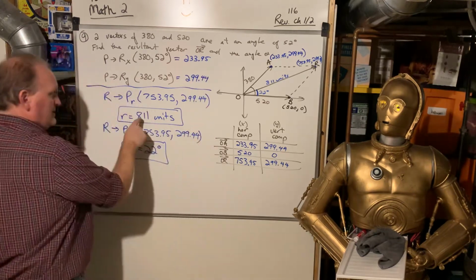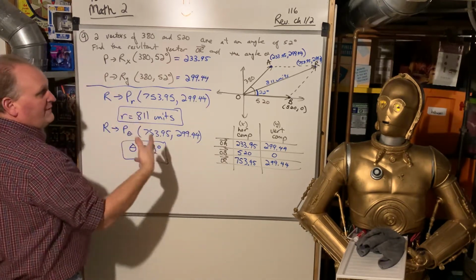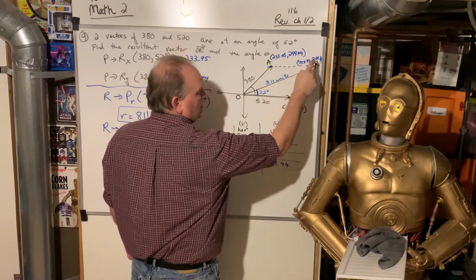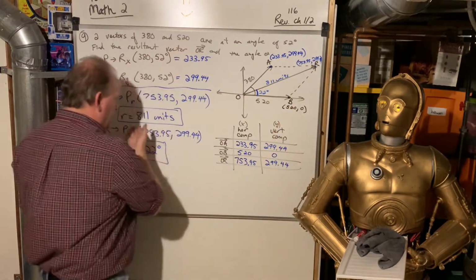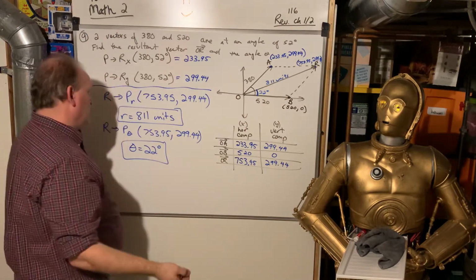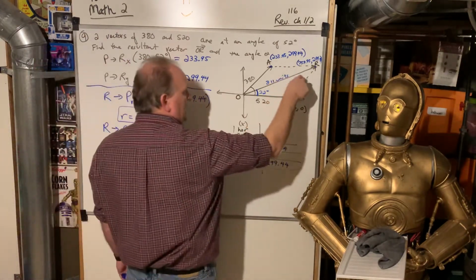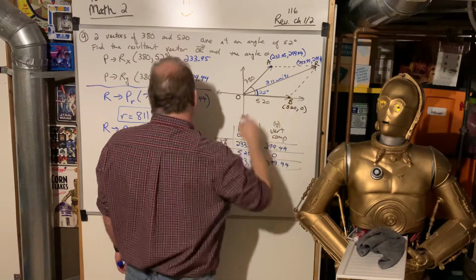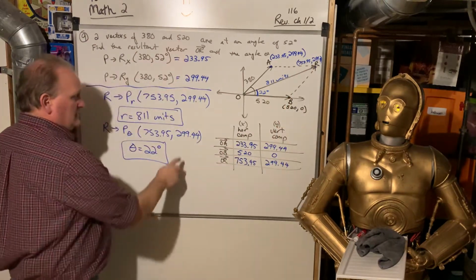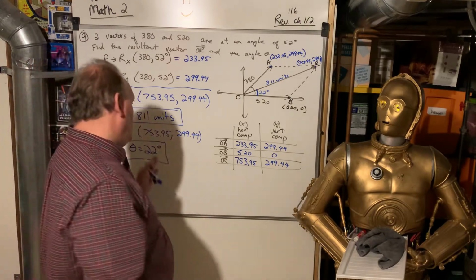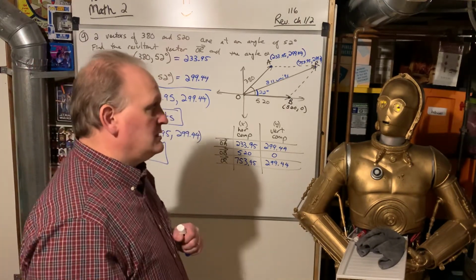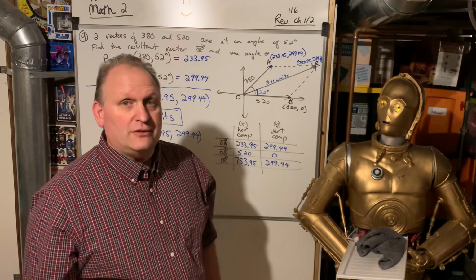And then this, 811, you could find that by squaring those numbers, adding them together, and taking the square root. And you'll get 811. That's Pythagorean theorem. And you can use the arctangent of y over x to find the 22 degrees. So if you put that divided by that and did the arctangent of it, that would also give you 22 degrees. So if you want to do it that way, you could do it that way.